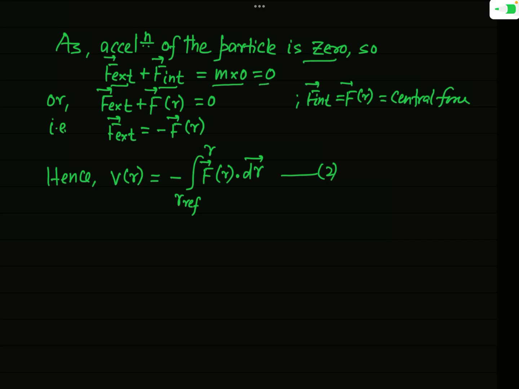As I have told you, in the present situation, when we consider that the particle is moving in a central force field, this internal force means the central force acting on the particle. So F external plus F of r, where F of r is the central force acting on the particle, is zero. And so this external force is equal to minus F of r. So definitely, in calculating the potential energy, the external force is always equal and opposite to the internal conservative force.